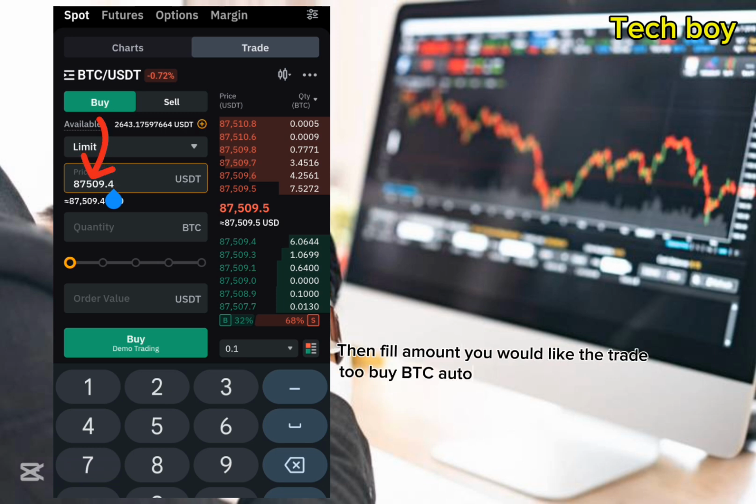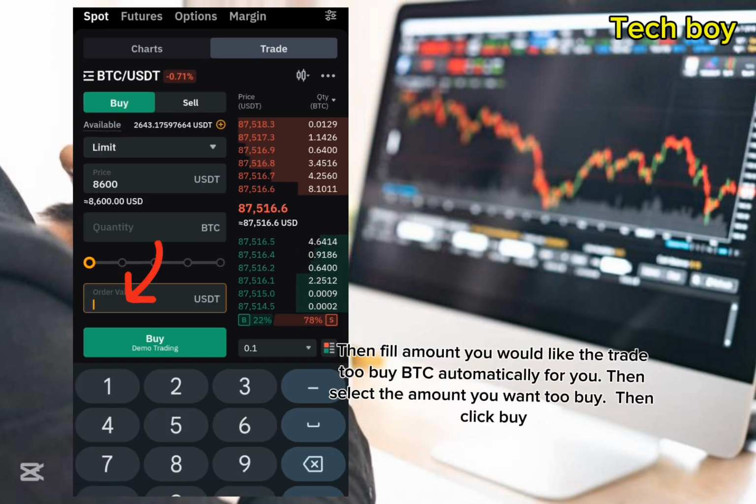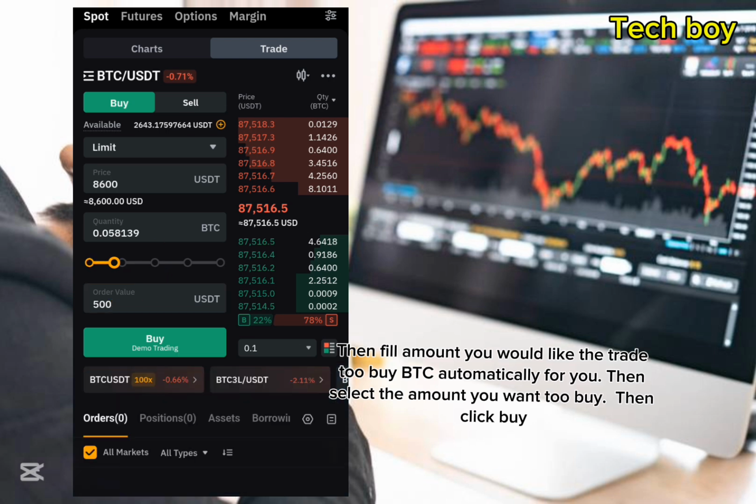Then fill in the amount you would like the trade to buy BTC automatically for you. Then select the amount you want to buy. Then click Buy.